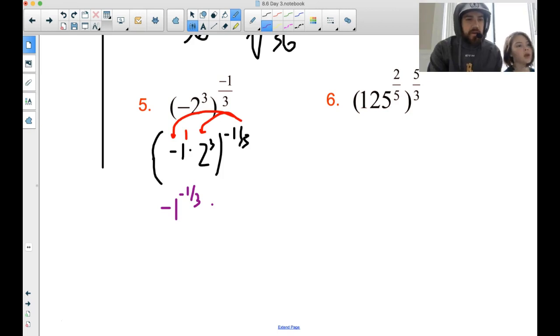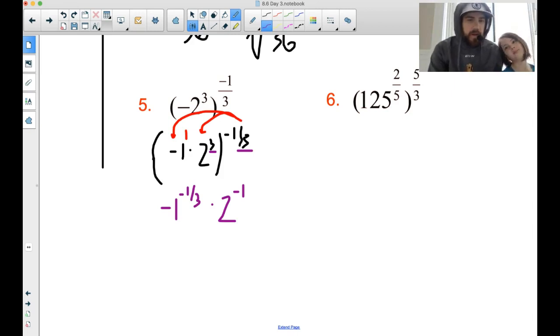times 2. And now this one is 2 to the third power to the negative 1/3 power. So what's 3 times negative 1/3? That's going to be negative 1. Okay, so now I have negative 1 to the negative 1/3 and 2 to the negative 1.